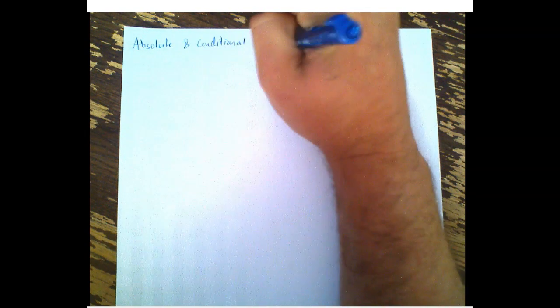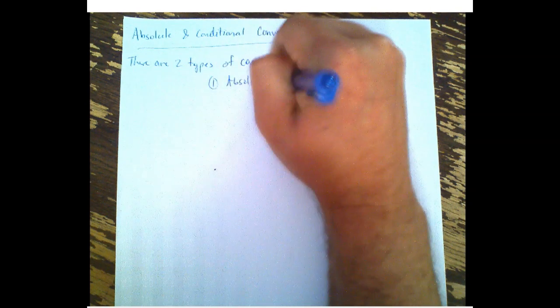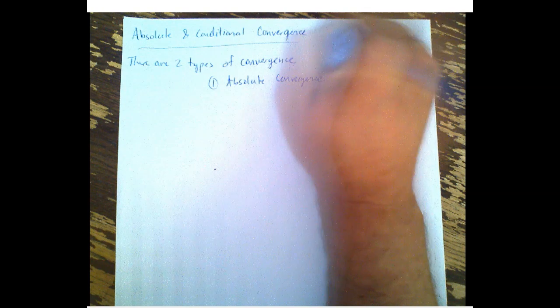The second half of this section deals with absolute and conditional convergence. Okay. So there are two types of convergence. One, absolute convergence, and two, conditional convergence.